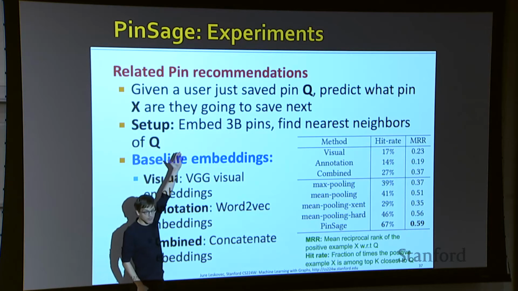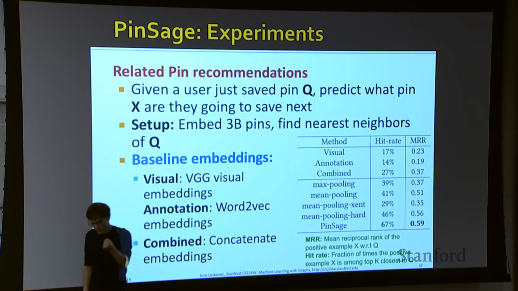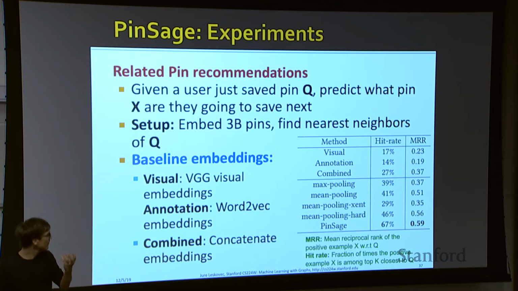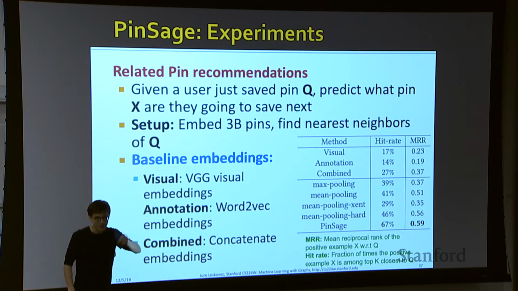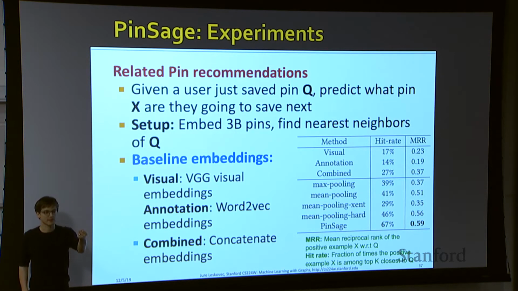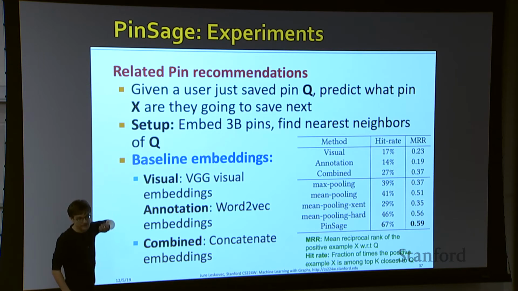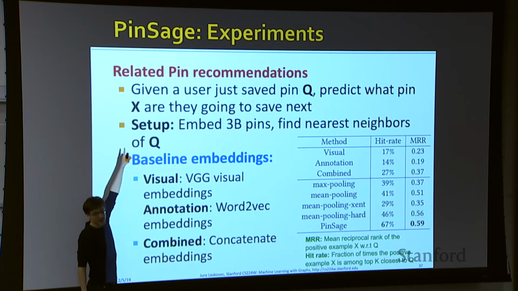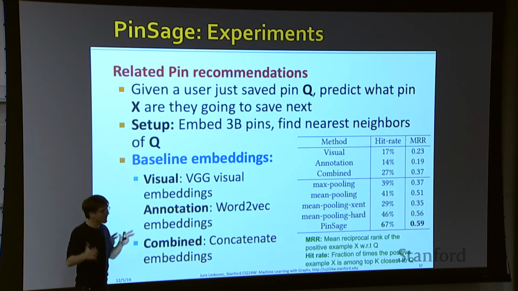So how are we evaluating this? We say you are looking at pin Q, and I want to predict what pin you are going to save next, okay? And that's the pin X. And now I'm asking, if I now measure the distance between Q and every other pin, how highly ranked is X? Okay, that's my question.